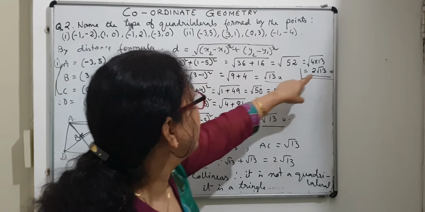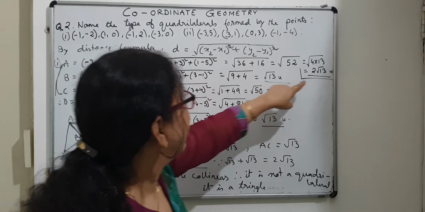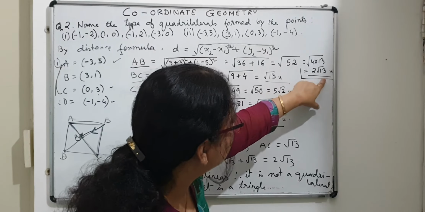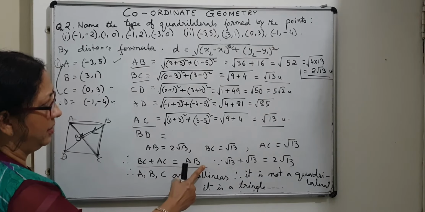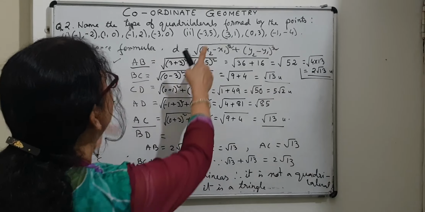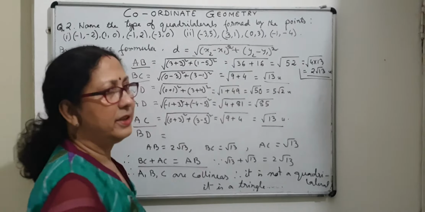That's why I have expressed AB in mixed form. All are expressed in mixed form. So once I have this as 2 root 13, one root 13, another root 13, then this should come to my mind. It will not be a quadrilateral because if three vertices of a quadrilateral are collinear, then it cannot be a quadrilateral anymore. It will be something like that. 1, 2, 3. Among the 4 points, 3 points are collinear. So how can it be a quadrilateral? It cannot be a quadrilateral. It has to be a triangle.